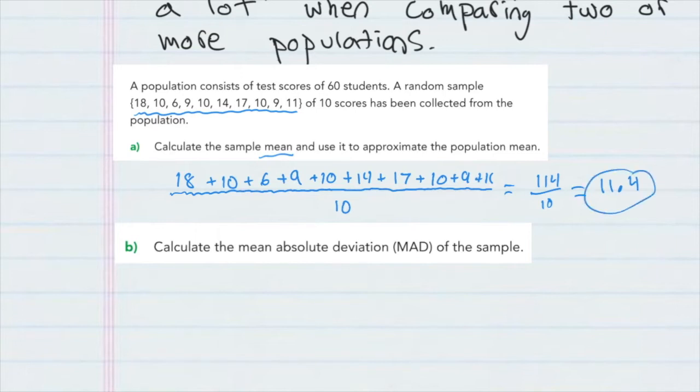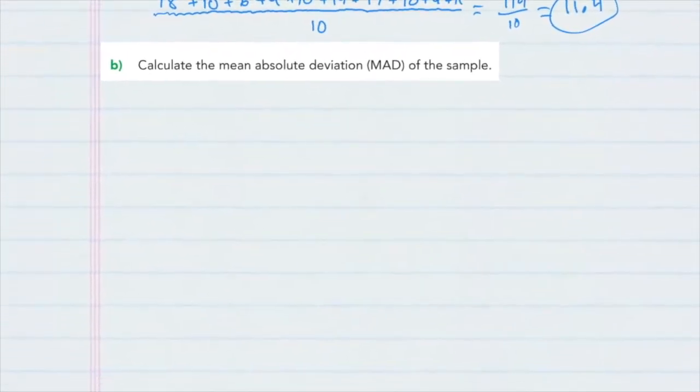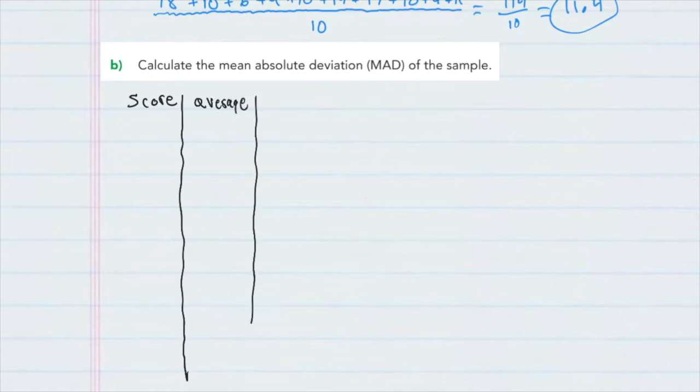Next, we're asked to calculate the mean absolute deviation. If you recall, that's when we are taking the difference between the average, the mean, and the actual score. So we're going to set up that table again. We could say that that's score, and then our average, and then the difference.